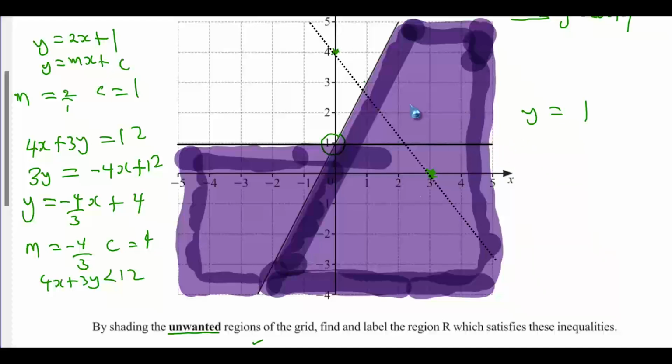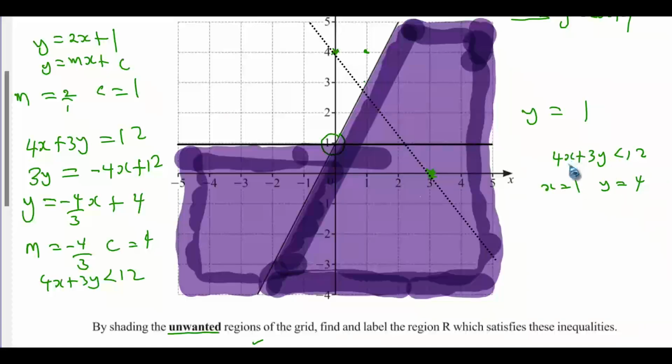If you are doubting which part of the line, below or above the line, will be the wanted region, you can always test run it. Since we have 4x plus 3y less than 12, let's pick a point above this line. Let's pick this particular point here, that is x equals to 1 and y equals to 4. So let's see what we will get.